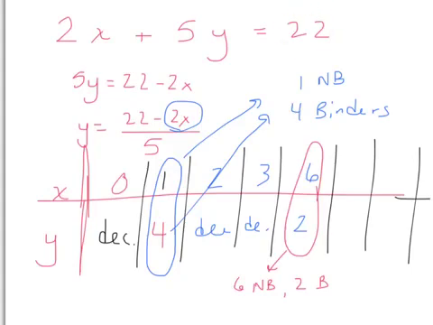Well, notice 7, 8, 9, and 10 all give decimals. The last possible solution is 11 comma 0, and that works also. You could buy 11 notebooks for $22 and buy no binders. So how many possible scenarios are there? There are 3 possible scenarios. Again, it could be 1 notebook and 4 binders from this portion right here. It could be 6 notebooks and 2 binders, or it could be 11 notebooks and 0 binders.